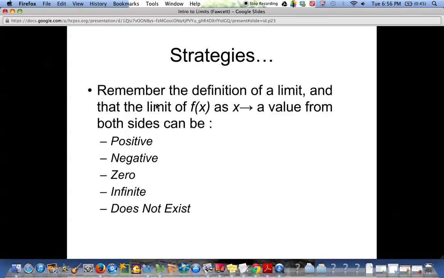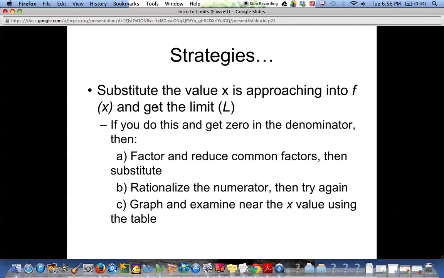So for the limit from both sides, our answers could be positive, negative, 0, infinite, or does not exist. And we're going to look at situations of all of this throughout the unit. In order to find the limit, you want to go through some strategies. If you plug in the value x that the limit is approaching and you get 0, then you need to try some different things. One option is to factor and cancel out any factors. Another idea is to rationalize, and the last option could be to graph as well.